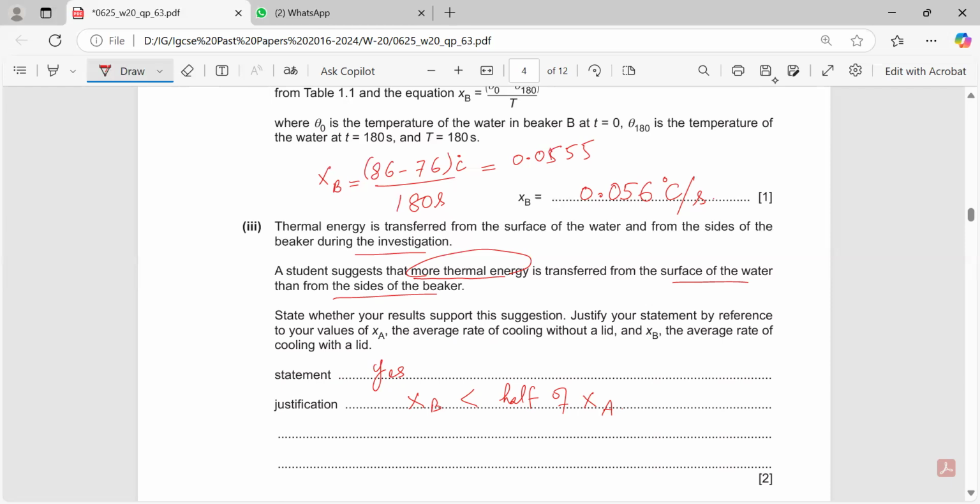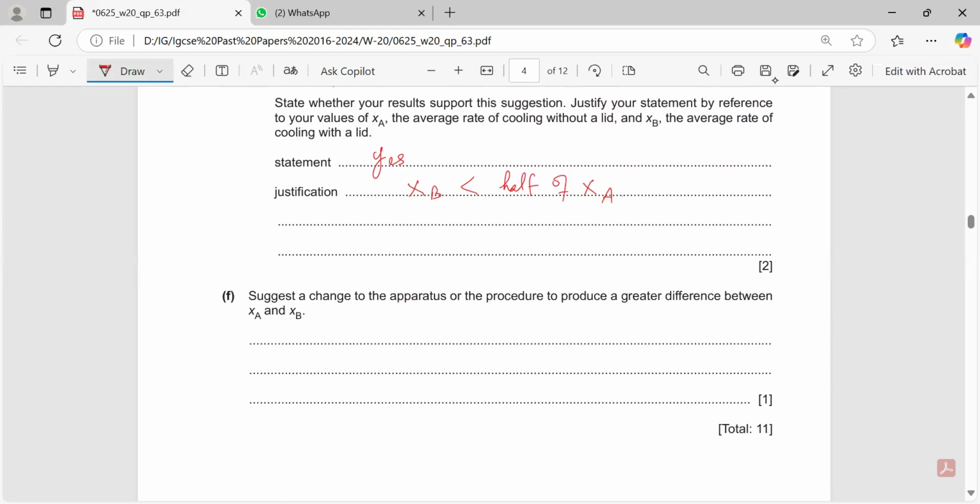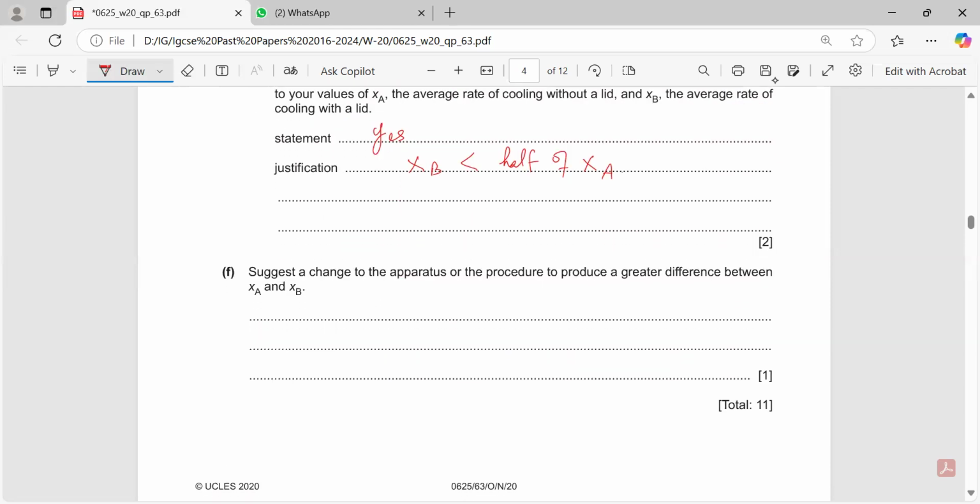XA is the rate of cooling for the water in a beaker without the lid. Then, my dear friends, suggest a change to the apparatus or the procedure to produce a greater difference between XA and XB. You can say make a higher initial temperature, so it will make an even greater difference. So increase the initial temperature.